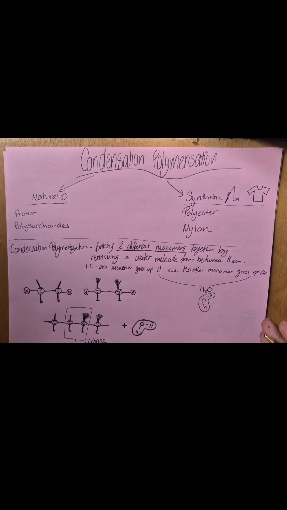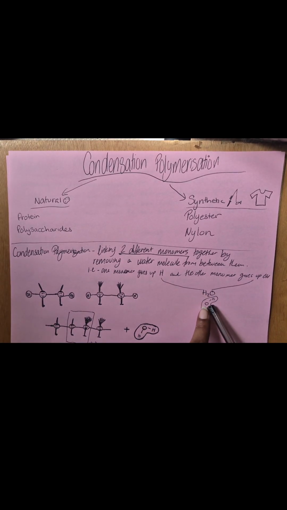Condensation polymerization is the linking together of two different monomers by removing a water molecule from between them. So that means one monomer will give up a hydrogen and the other monomer would give up a hydroxyl group, and together that H and that OH will make a water. Okay, so here's our example.